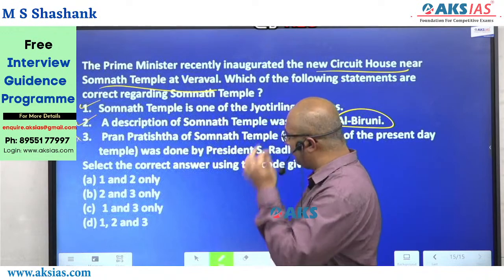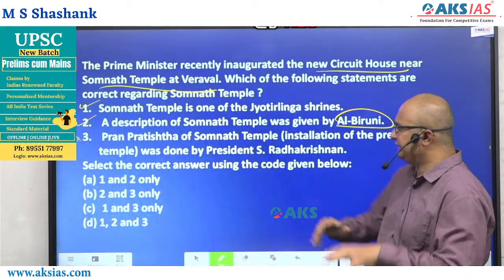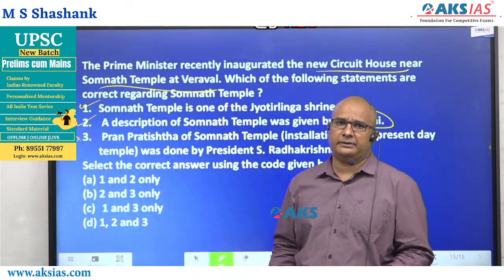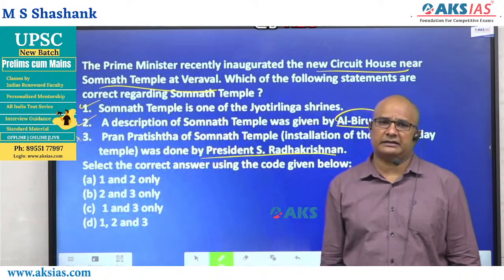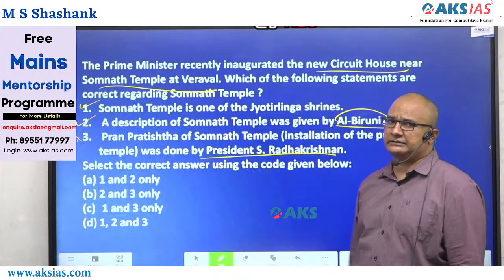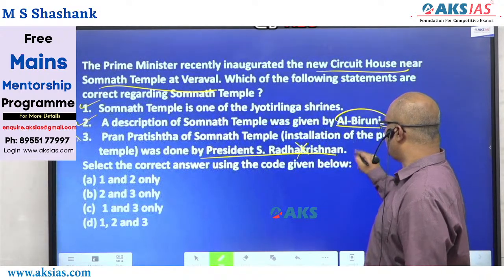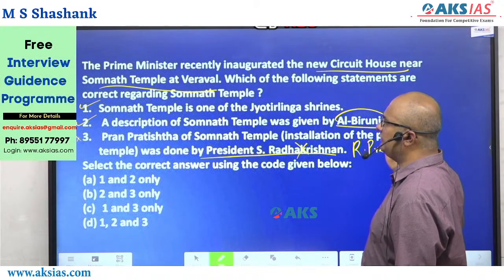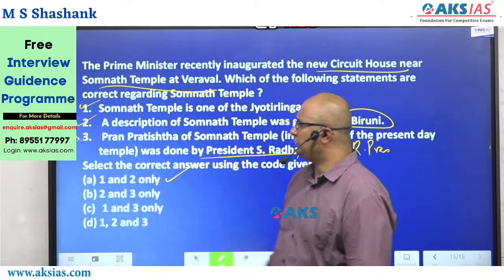The third statement is wrong. The Pran Pratishtha of Somnath temple, that is the installation in the modern temple, was done by President S. Radhakrishnan, Sarvepalli Radhakrishnan. That is wrong. First of all, Sarvepalli Radhakrishnan was never the president. He was the vice president. So the person here will be Rajendra Prasad. So 3 will be wrong. So the answer will be 1 and 2 only.